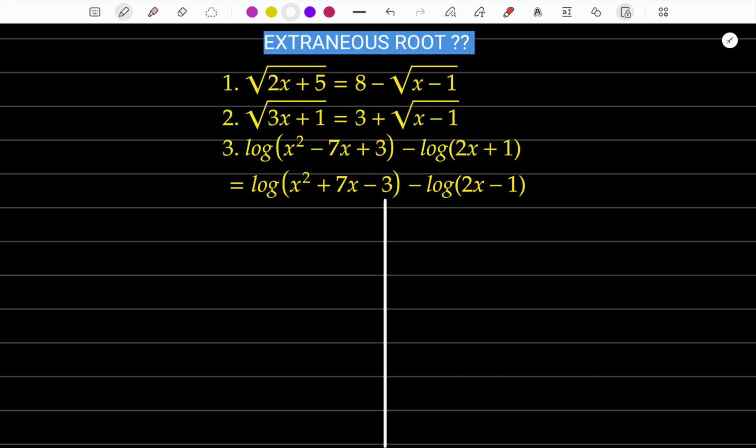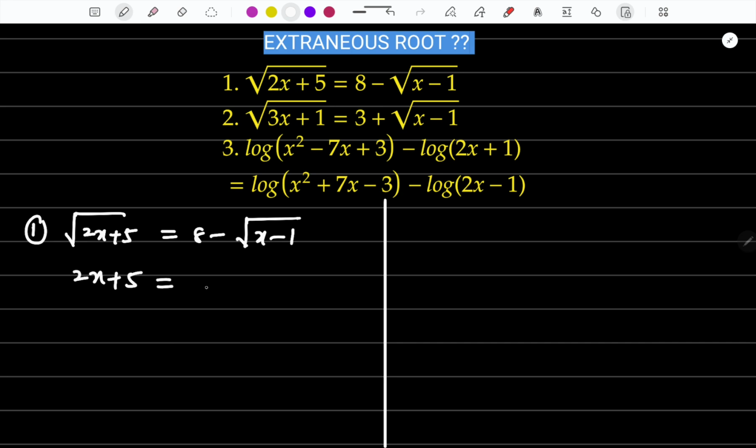The first equation is root of 2x plus 5 equals 8 minus root of x minus 1. Let us do squaring on both sides for this. So you will get 2x plus 5 equals 8 minus root of x minus 1, whole square. On simplification, you are going to get 16 into root of x minus 1 equals 58 minus x.